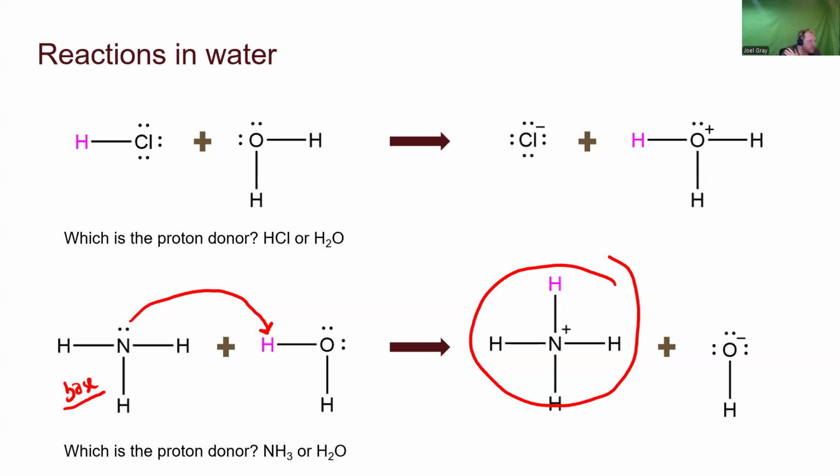And this goes back to, well, this whole thing gave up a hydrogen ion. So this is an acid, and NH3 is a base. Okay, now those definitions are good to know. Can something accept a hydrogen ion? If the answer is yes, then it's a base. Can something donate a hydrogen ion? If the answer is yes, then it is an acid.